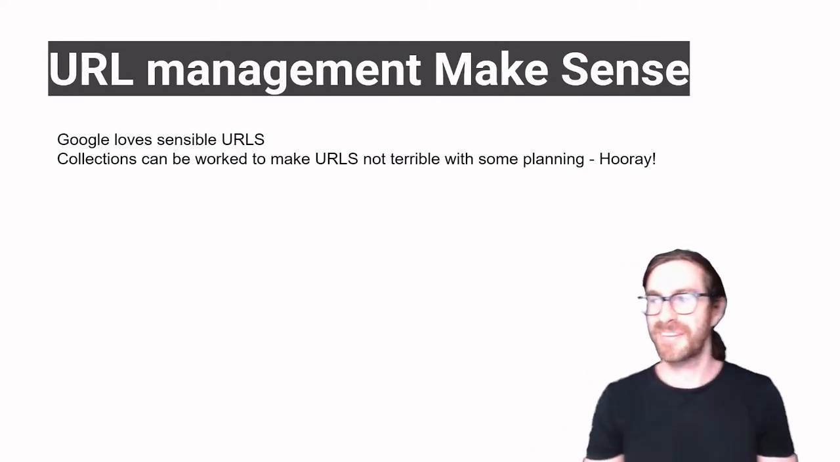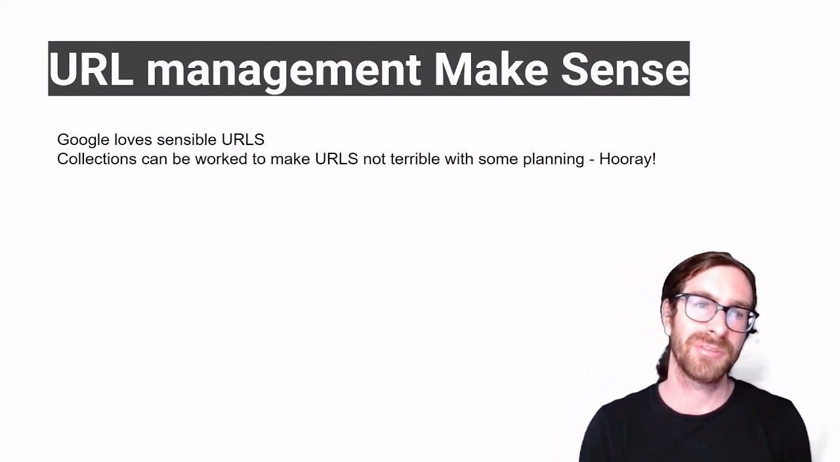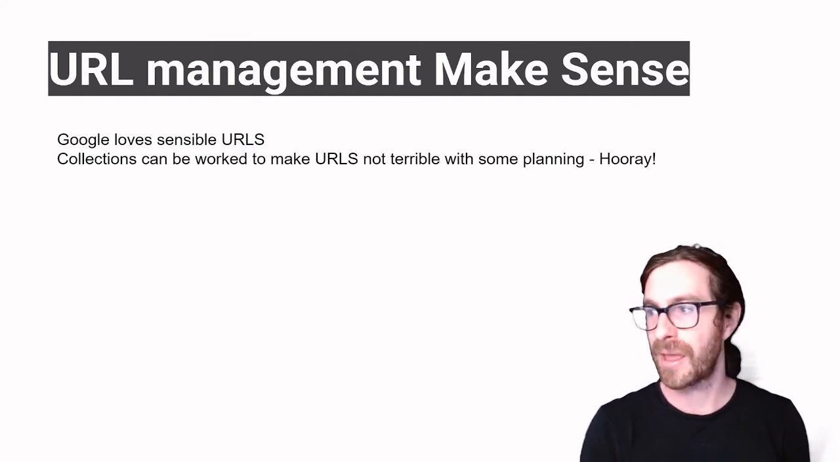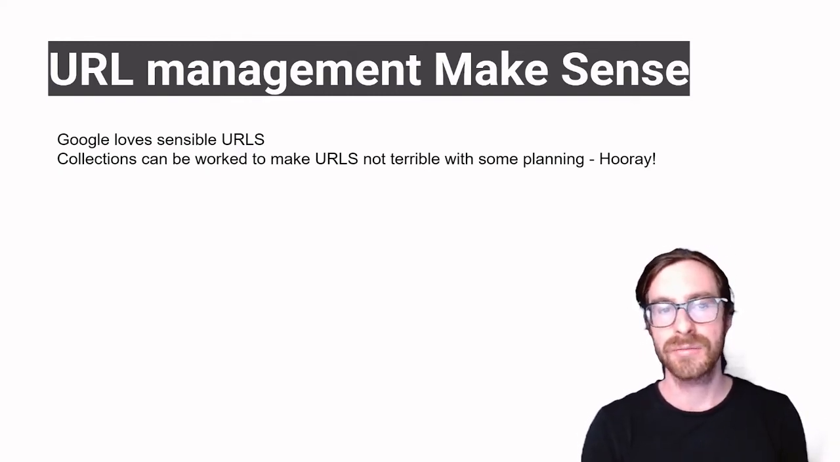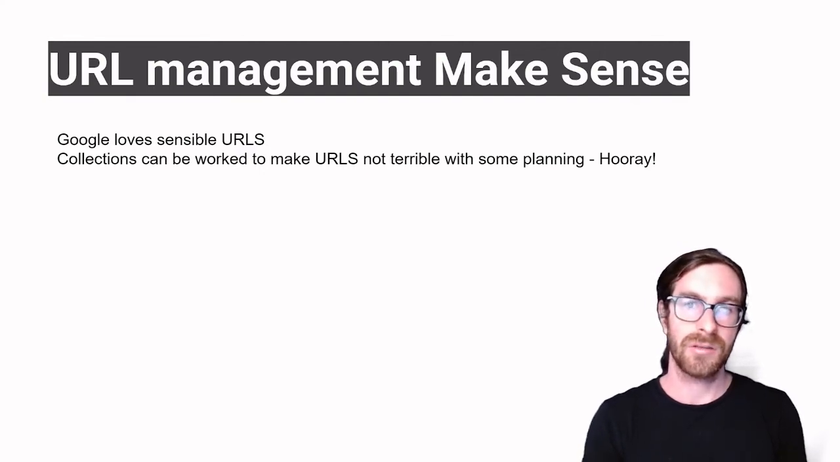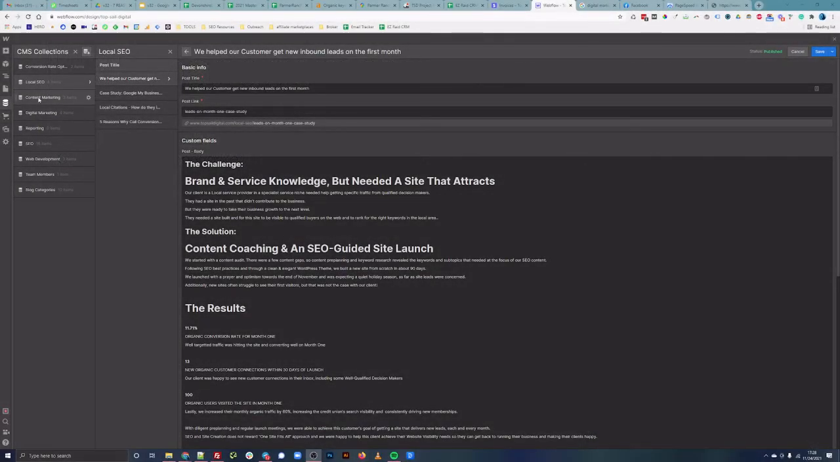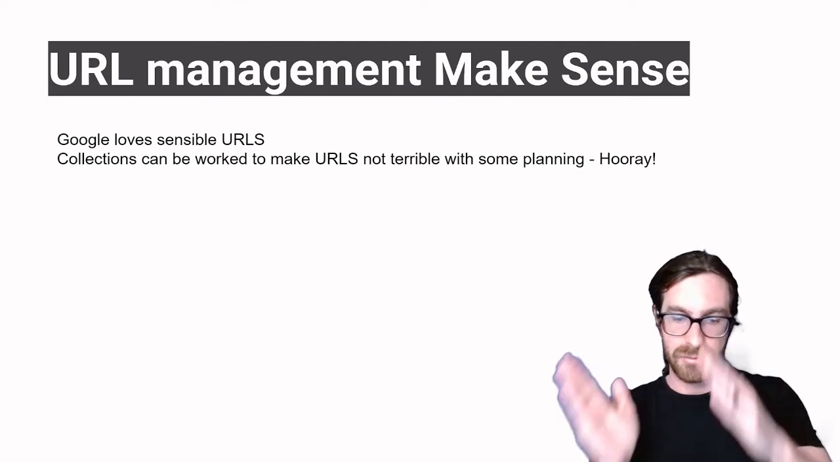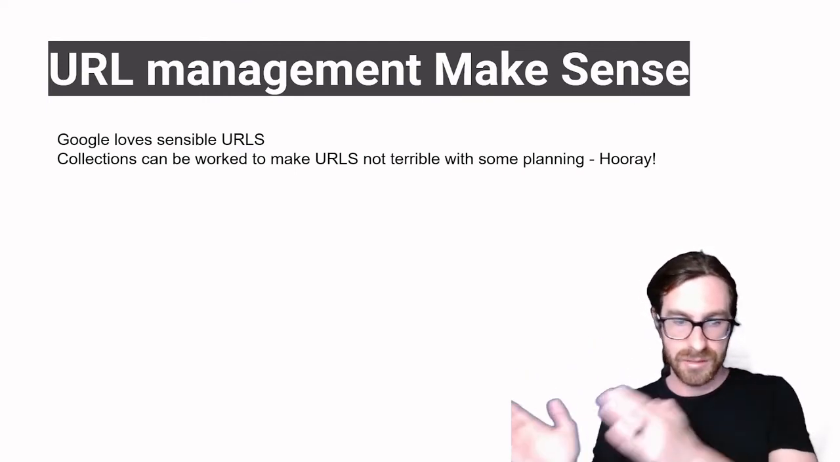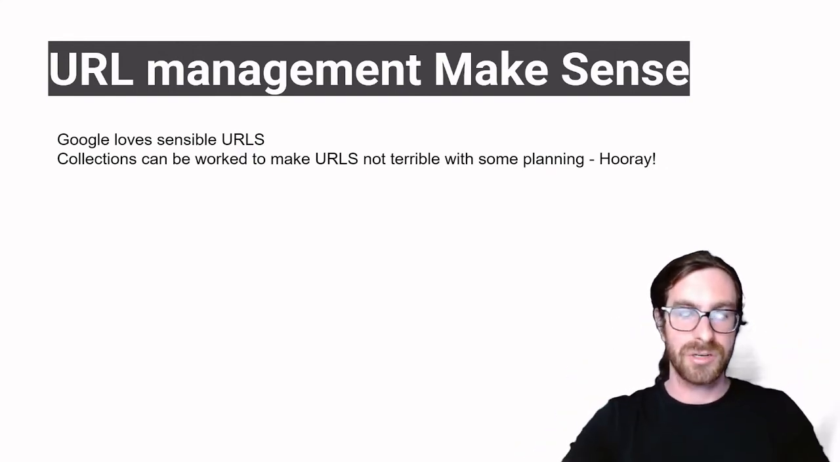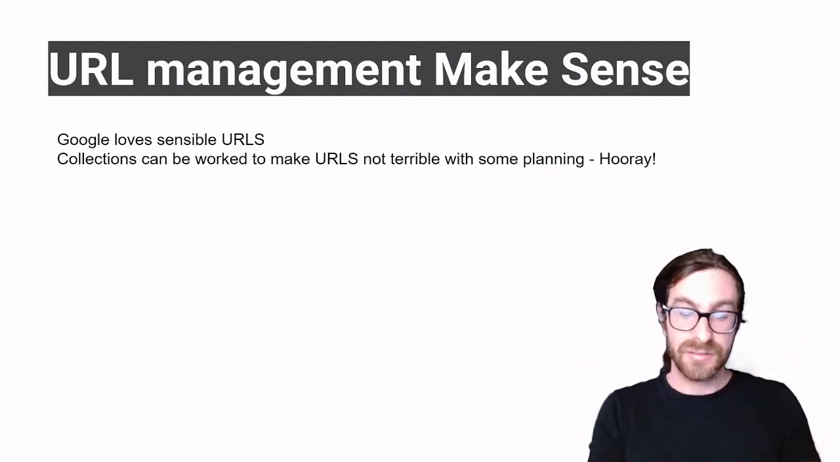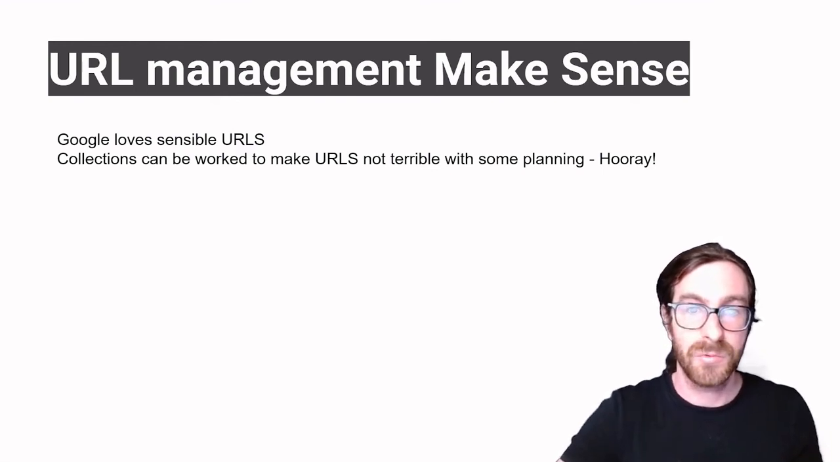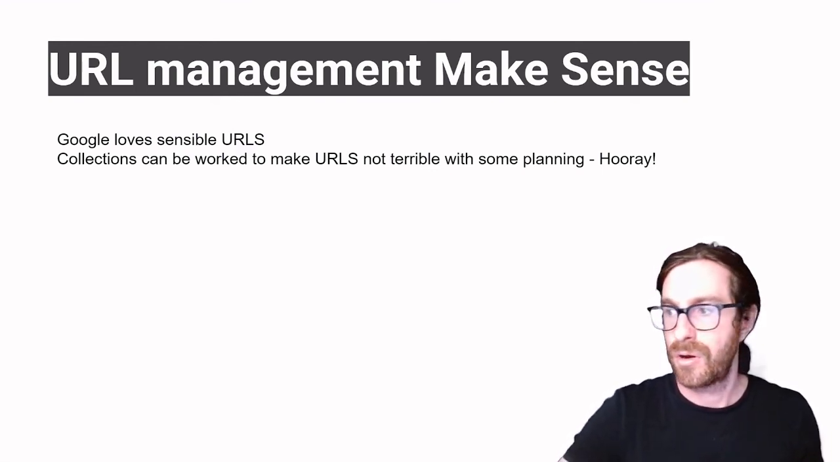Okay, so another thing that us SEO guys talk about a lot is URL management. It's really hard to find people who are excited about URL management as much as I am, but Google loves sensible, simple URLs. And your collections can be worked to make URLs that are not terrible with some minimal planning. In my own migration, I was able to nest all my blog categories in a way that made sense, by nesting my collections. It was very refreshing because you just organize it from the beginning and then I don't have to touch it moving on out. So huge win for Webflow in that regard.